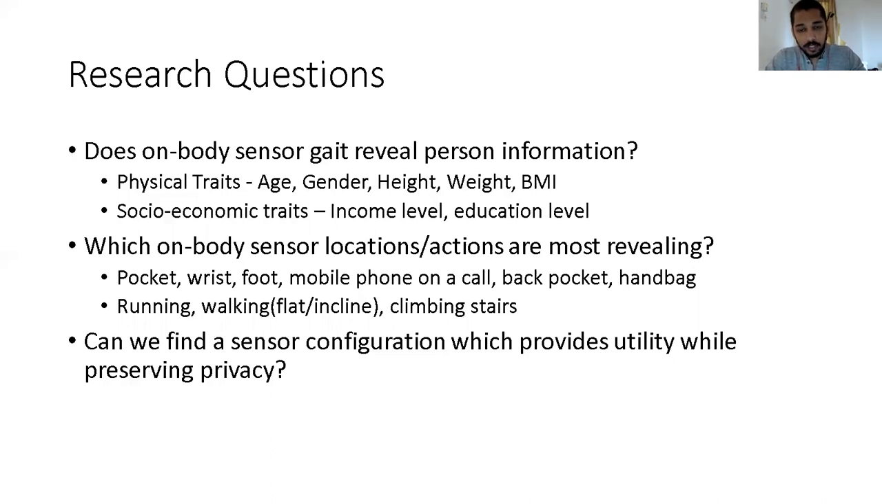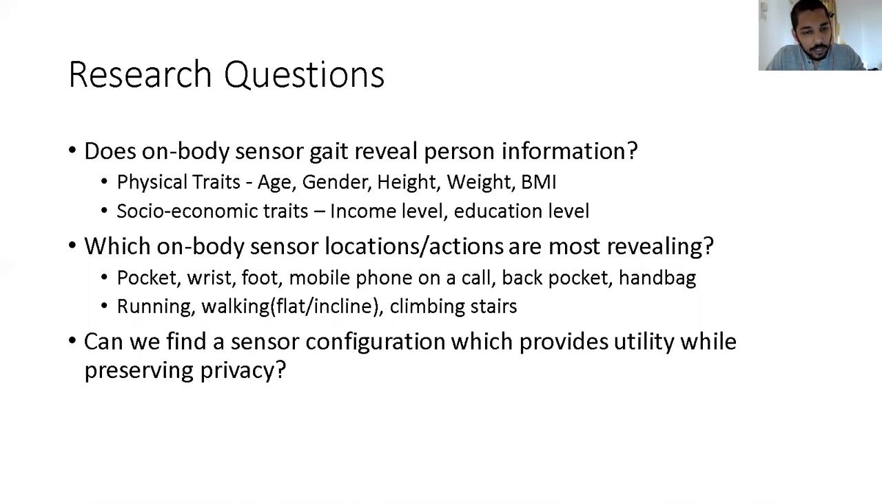For example, if a person is very tall, their stride length will be longer. If a person is shorter, their stride length is shorter, right? So you can see there's a direct correlation between height and how they walk, which in turn tells us we should be able to find a relationship between the gait pattern and their height. So that's the thinking behind this. Also, we would like to go beyond physical traits and see if we can guess socio-economic traits like income level and education level based on gait patterns as well.